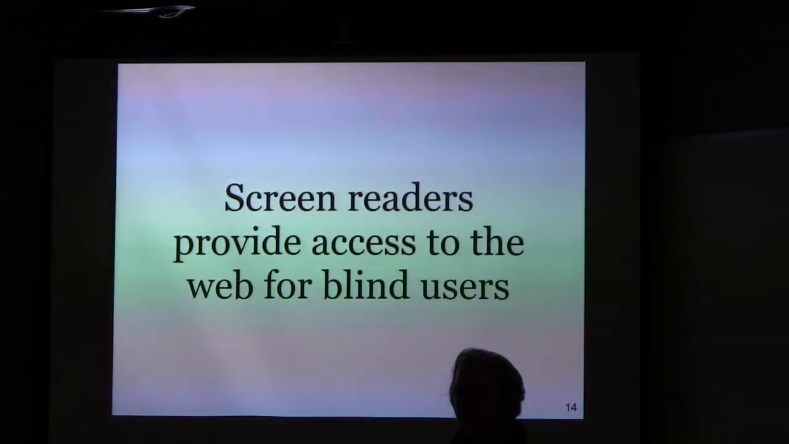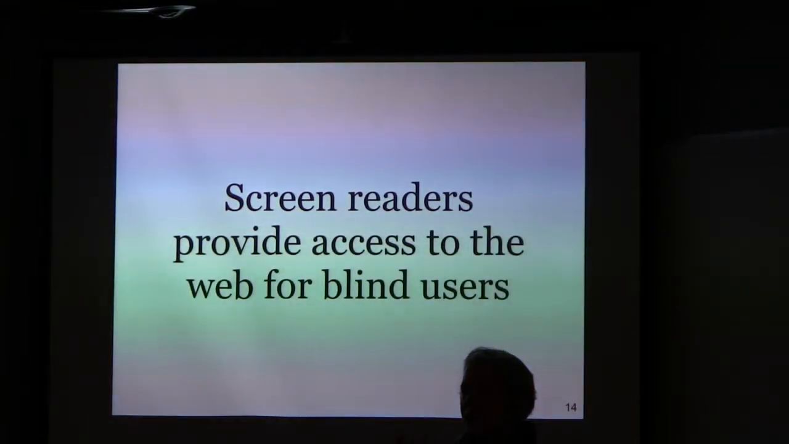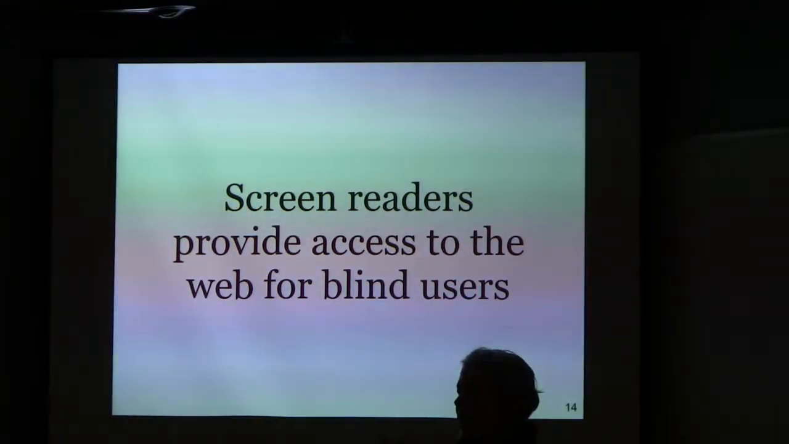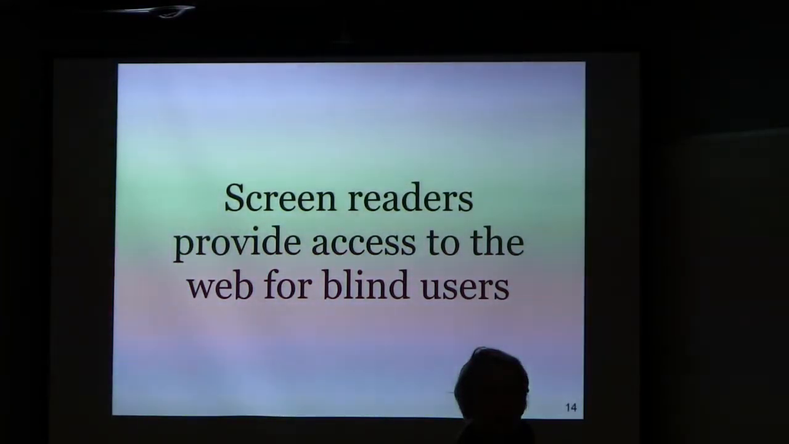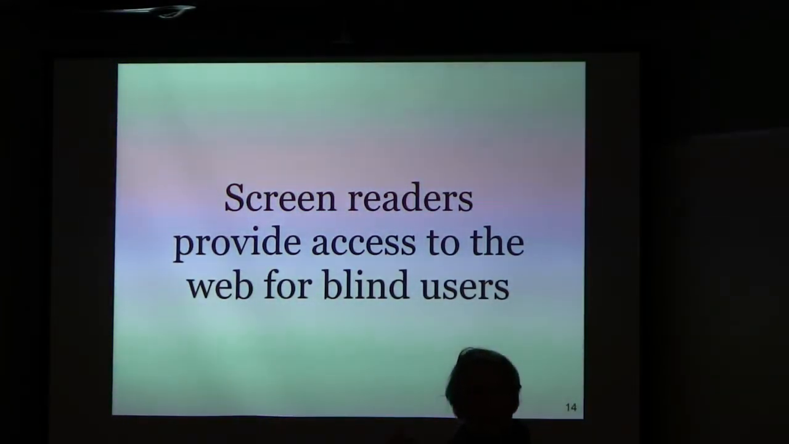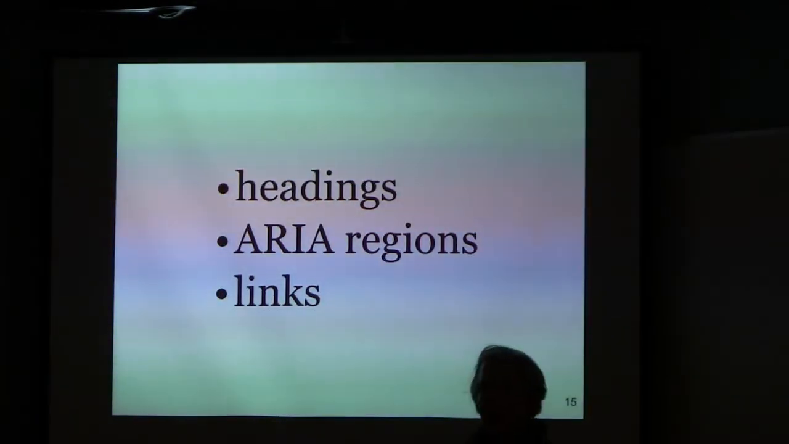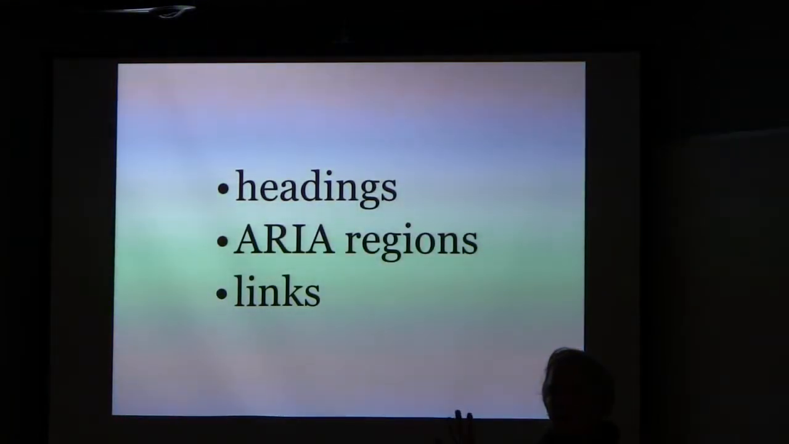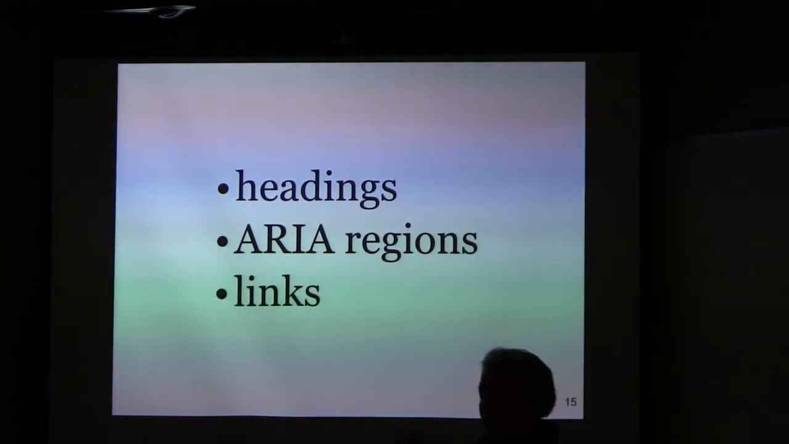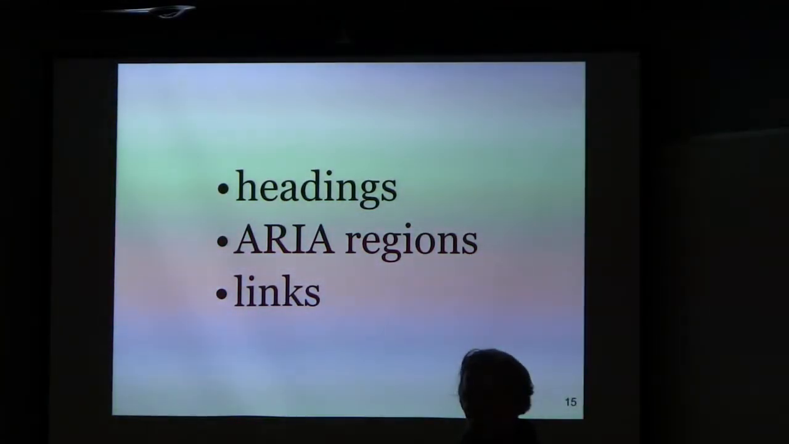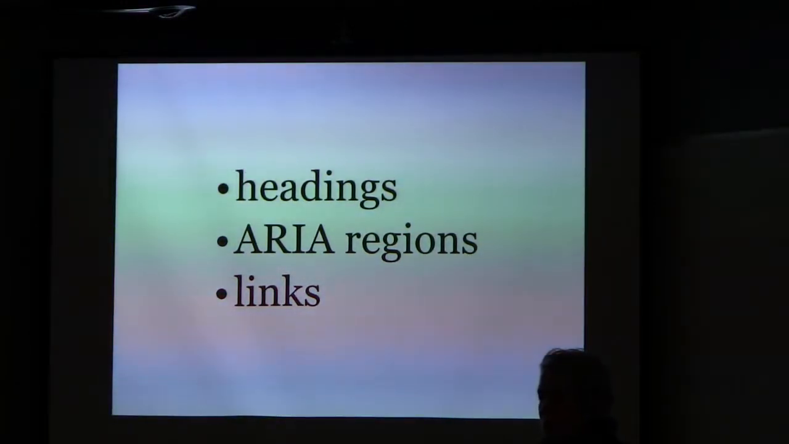And it will read what's on the screen out loud, but really what it's reading is the code. So the way that a developer writes code becomes really central to what a blind user hears when they're visiting a site. And there are elements that make a site easier to discover. And that is using headings, using ARIA regions, and the quality of the link text.